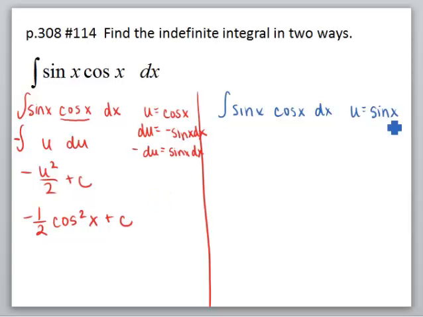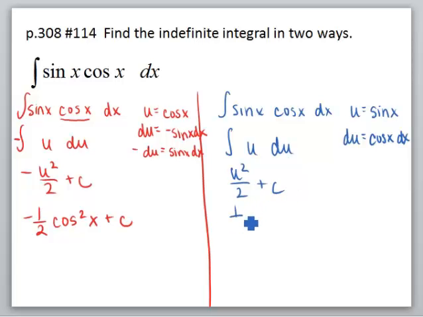Now, this other one, when we solve for it, we'd have du equals cosine of x dx. Therefore, when we solve this, we'd have u, and then I need just a du. So we end up getting u squared over 2 plus c. And this gives me 1/2 sine squared x plus c. Now, you might be asking how these are the same. But using some different trig identities and such, we can show that they are the same. Just understand that you could evaluate this in two different ways, and both of them would be correct.